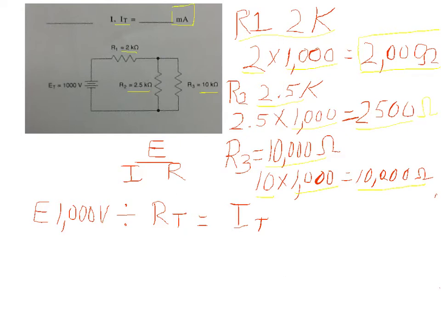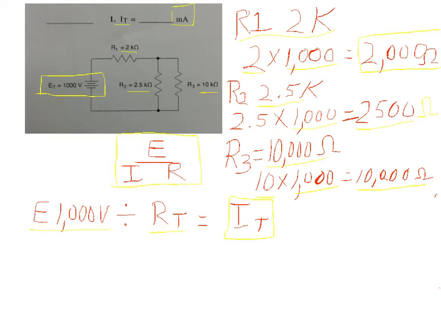Then we know what our voltage total is right here. It tells us it's 1,000 volts. So we just use our three simple letters of E, I, and R. And notice down here I set the problem up for you. E, which is 1,000 volts, I'm going to divide by my resistance total, and that is going to equal my current total.